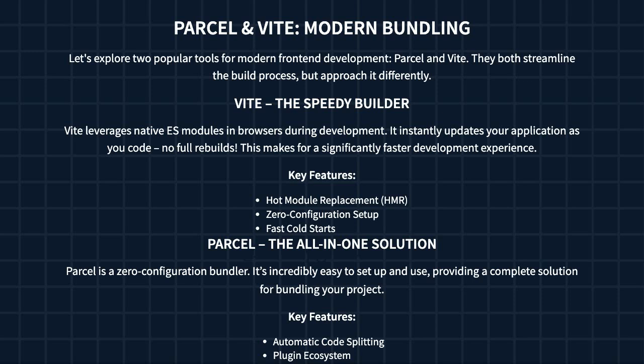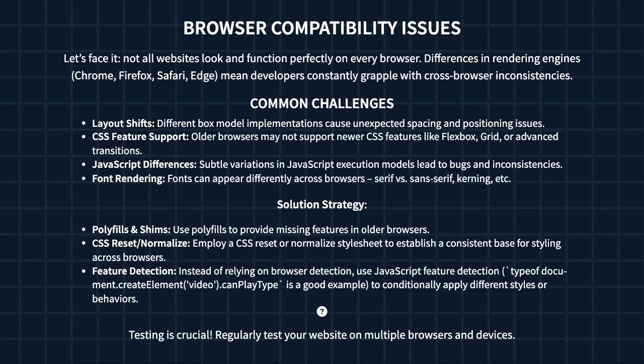Okay, so let's talk about a really important part of front-end development, browser compatibility. You see, every browser, Chrome, Firefox, Safari, Edge, interprets code slightly differently. This means websites often don't look or work exactly the same way on every single device you might encounter. We'll cover some common problems like layout shifts and CSS feature differences. Fortunately, there are ways to tackle these. Things like polyfills, CSS resets, and using feature detection can help ensure your website is as consistent as possible across the board. And remember, thorough testing is absolutely key.